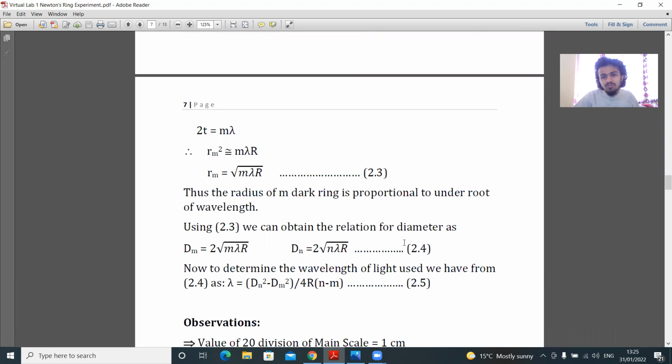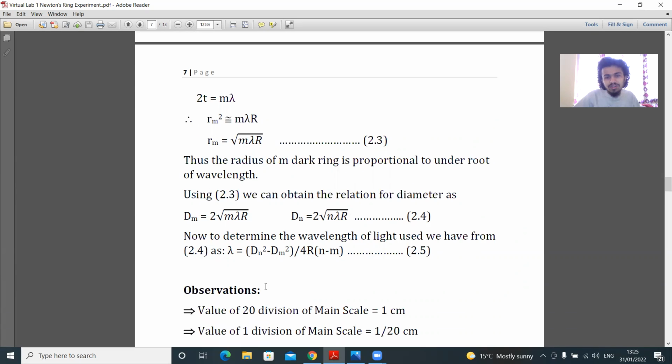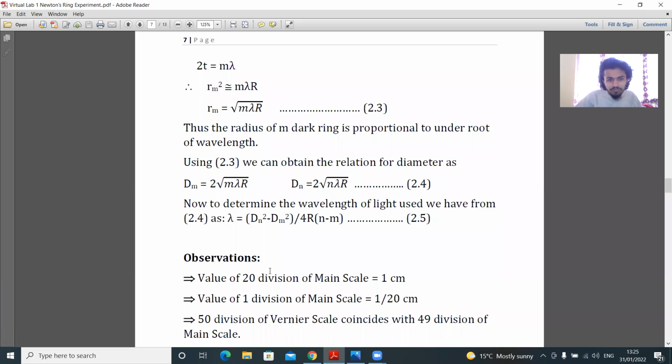Using 2.3, we get 2.4 like this. And for the nth ring, we get this relation, and for the mth ring, we get a similar relation. After solving these two relations, we get the relation to determine the wavelength of light used, using the diameter of the ring found in the microscope.